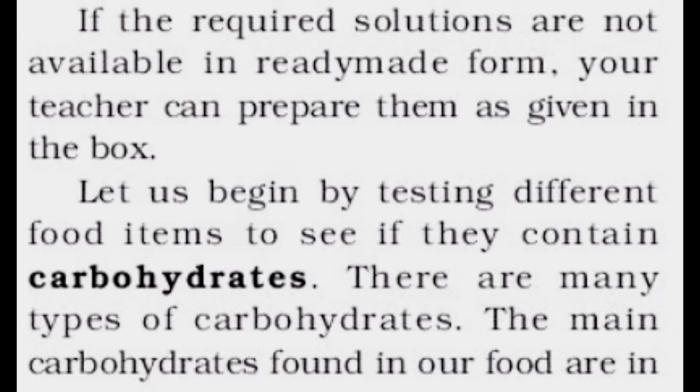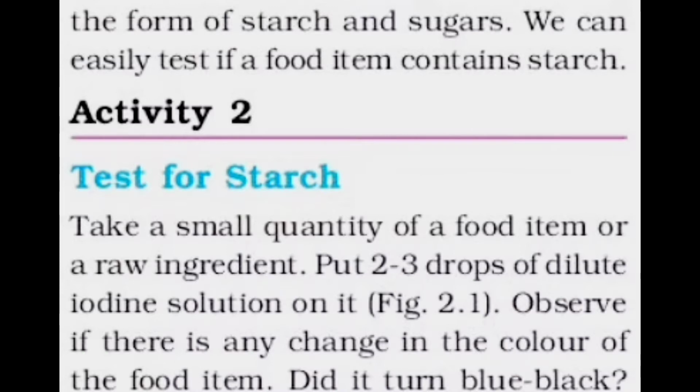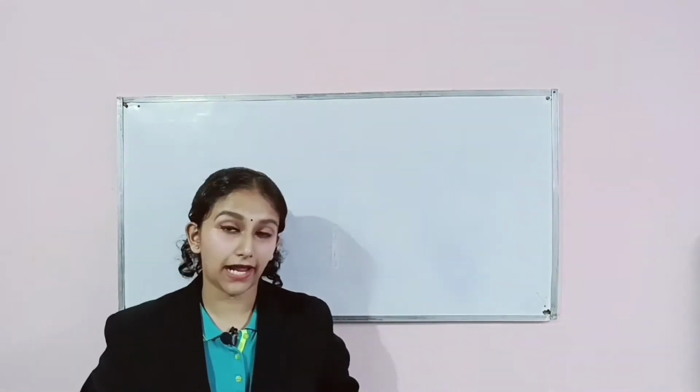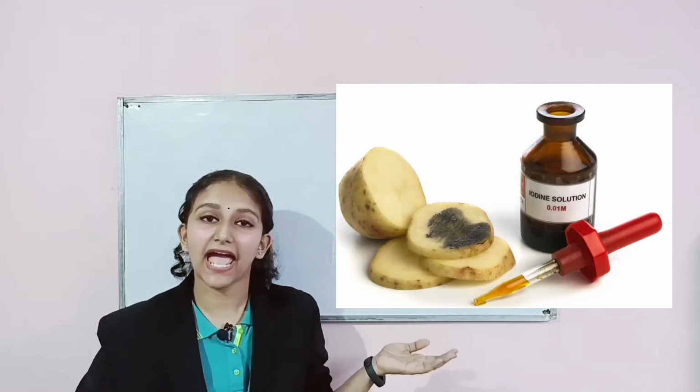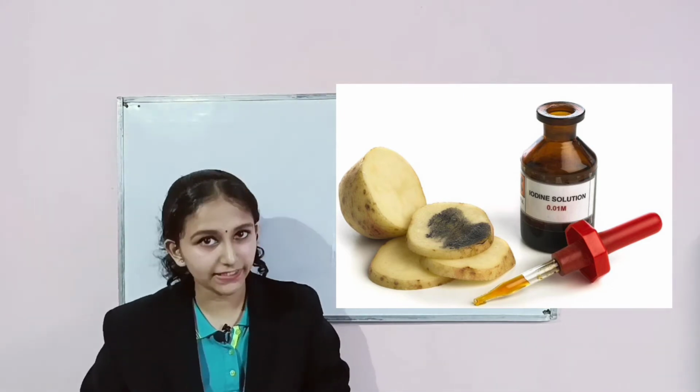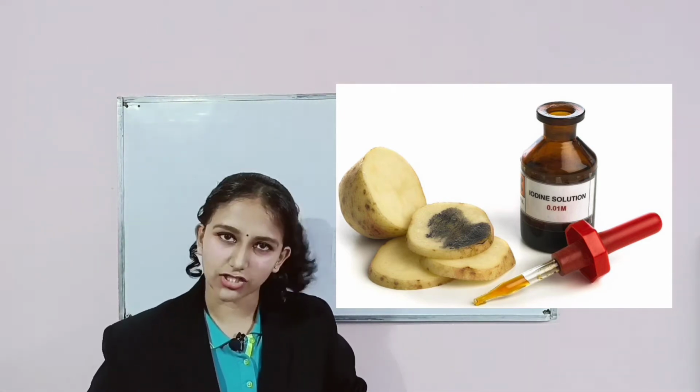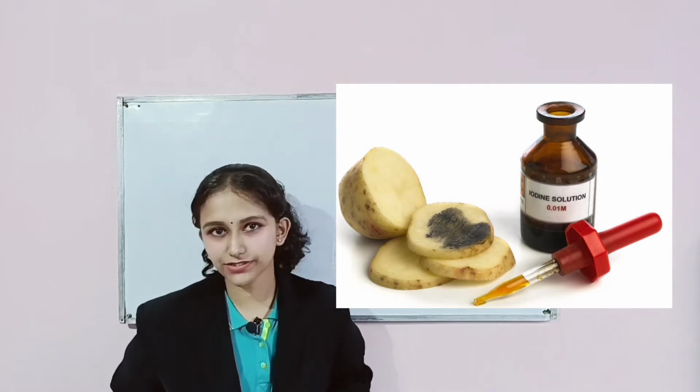Let us begin by testing different food items to see if they contain carbohydrates. There are many types of carbohydrates. The main carbohydrates found in our food are in the form of starch and sugars. We can easily test if a food item contains starch. Test for starch. How do we test the presence of starch in a particular food item? We take iodine, or if iodine is not available, we take a few drops of tincture iodine and add it in water. Thereafter, we take the particular food ingredient and add a few drops of iodine into it. If the color turns blue-black, then starch is present. And if not, then there is no starch present.